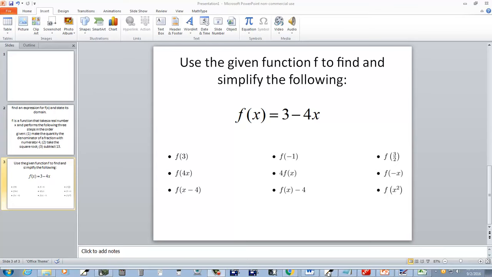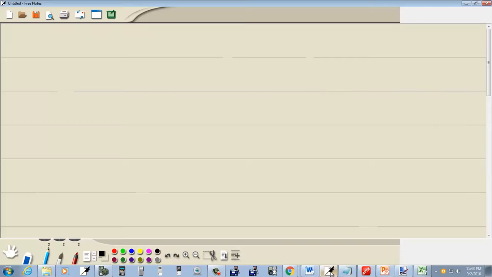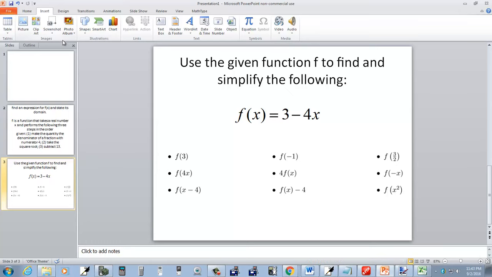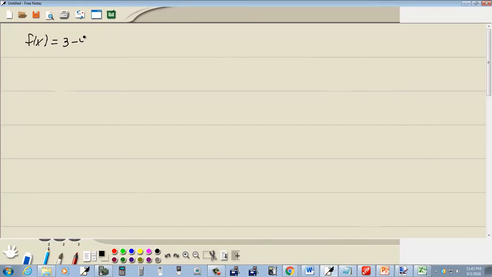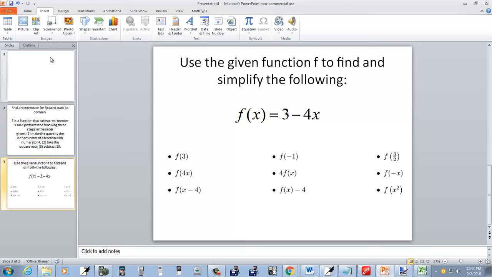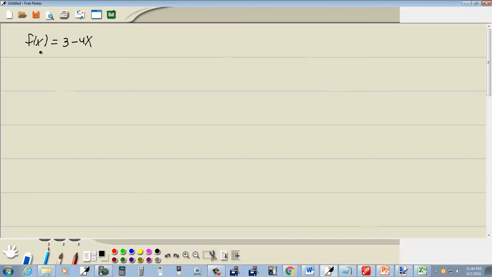Let's take a look at this problem. We've got f of x is equal to 3 minus 4x, and we want to find, first one is f of 3. This is evaluating a function.